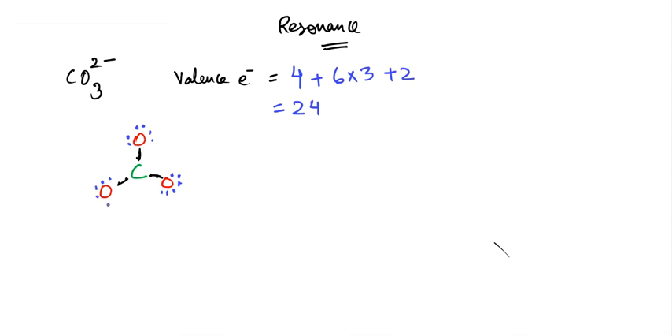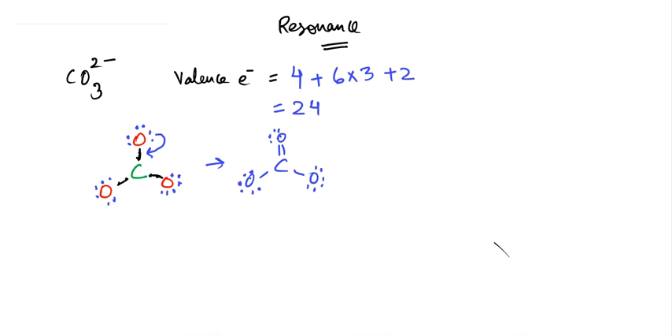Now the octet of every outer atom is completed. But if you see, this carbon has only 6 electrons, 2 plus 2 plus 2. So to complete the octet of the central atom, we need to move one lone pair from any oxygen atom to form a pi bond. If you do that, you will get this structure. This oxygen atom will now have 4 electrons, or 2 lone pairs, and these 2 oxygens will have 3 lone pairs.